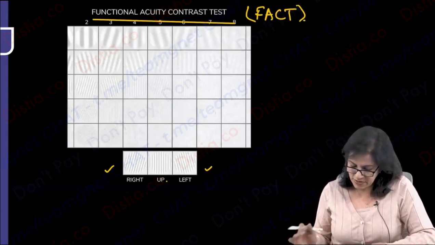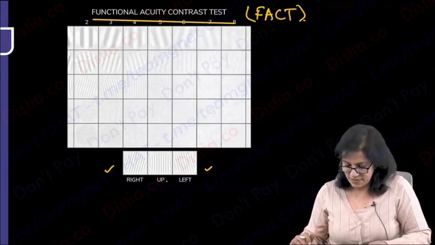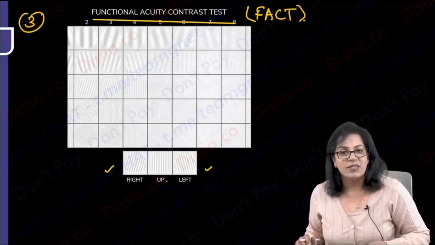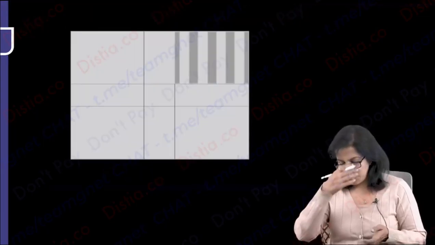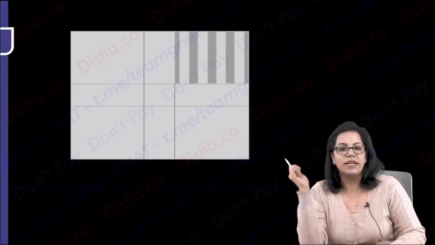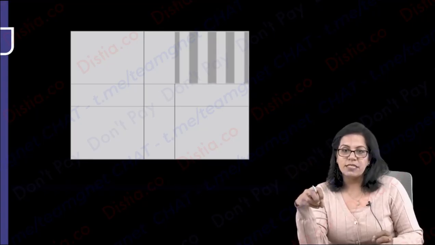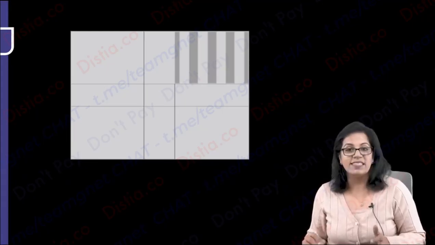Okay, so these are the Sanyo's gratings of different contrast sensitivity and spatial arrangement. It is actually telling us the functional visual acuity. Now what is this? This is generally done for illiterates, and it's a computerized method where the patient is told to click at the box where he can see these gratings.